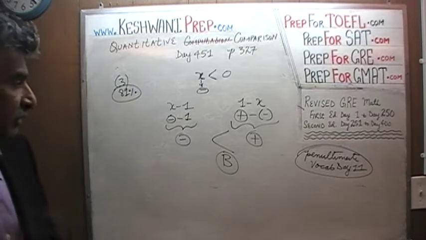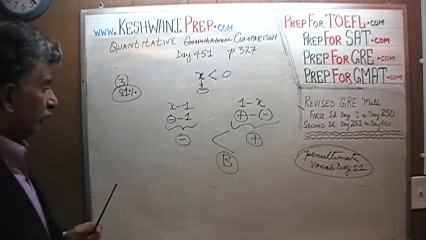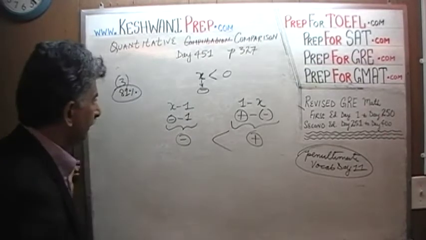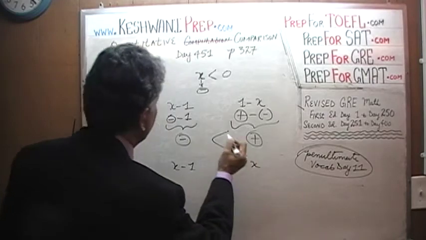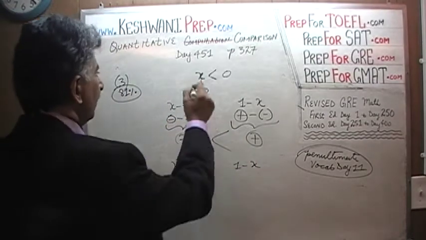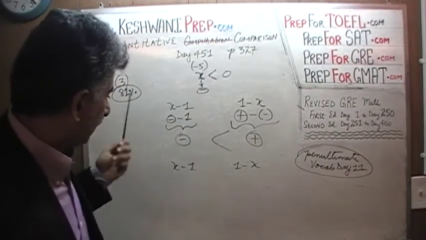Another way to do this problem is to simply plug in numbers. It's not that bad. Let's do it with plugging in numbers. It's very simple, very straightforward. We are told that x is less than 0. Let's pretend that x is negative 5. Plug in anything that you want less than 0. I'm going to put in negative 5.